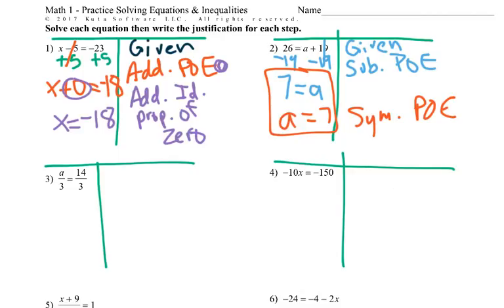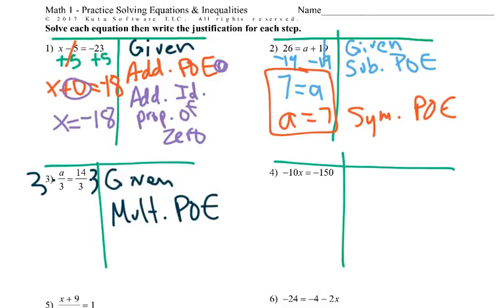Okay? Now, number 3, we've got a divided by 3 equals 14 divided by 3. Well, how do we get rid of a divide by 3? This is given. We multiply both sides by 3 using the multiplication property of equality that allows us to do that. That says if I multiply the same thing to both sides, we maintain equality. Sorry about the bell, doing this during somebody's lunch that just ended. 3 over 3 becomes 1. 3 over 3 becomes 1.